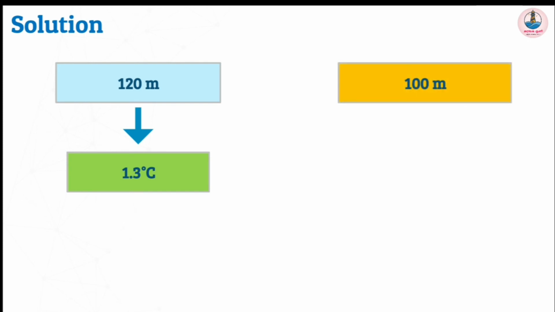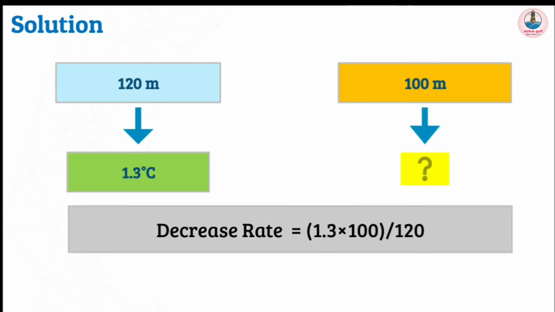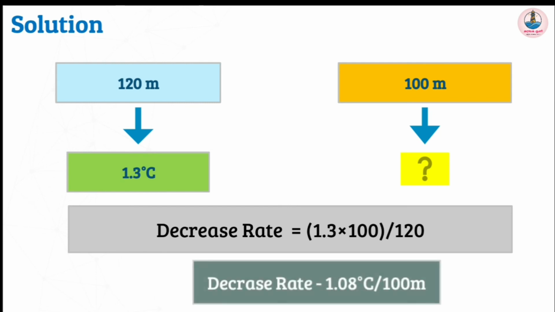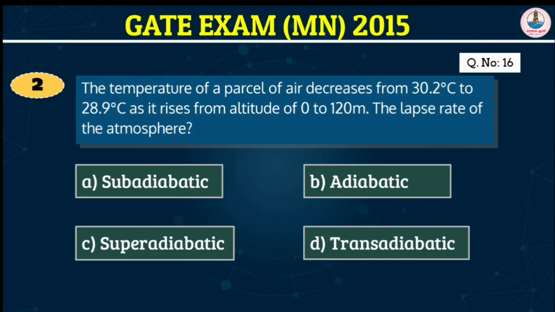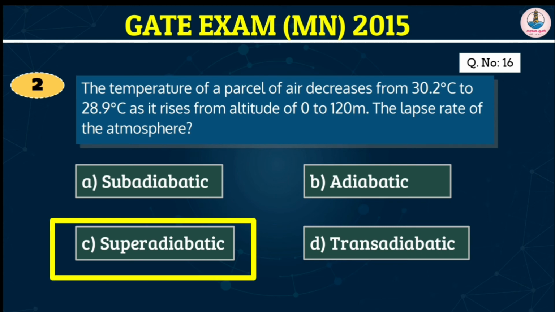If the altitude changes by 100 meter, what will be the decrease in temperature? When we do the calculation, the decrease equals 1.3 into 100 divided by 120. So the decrease in temperature is 1.08 degrees Celsius for every 100 meter increase. If we see the options, the temperature is decreased by more than 1 degree Celsius per 100 meter. So option C, superadiabatic process, is the correct answer.